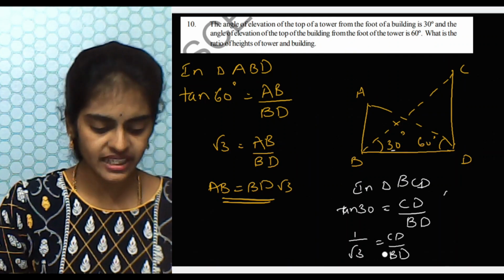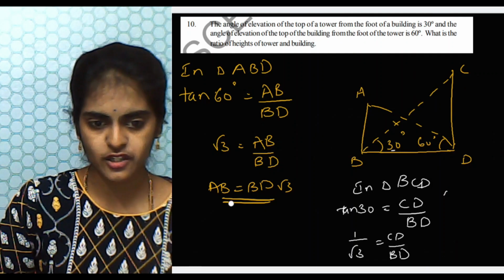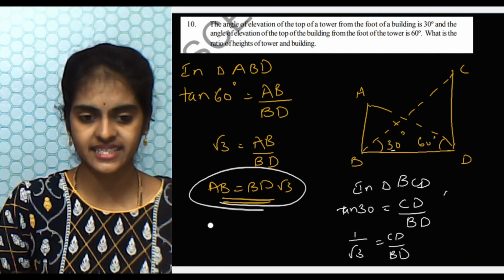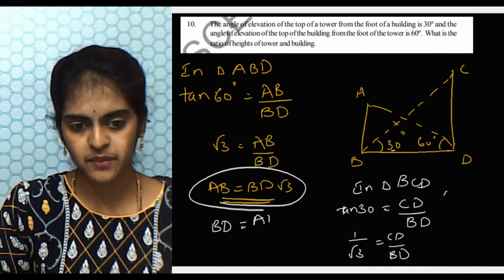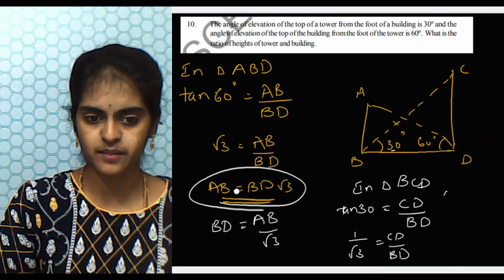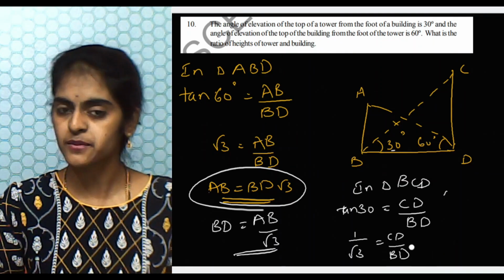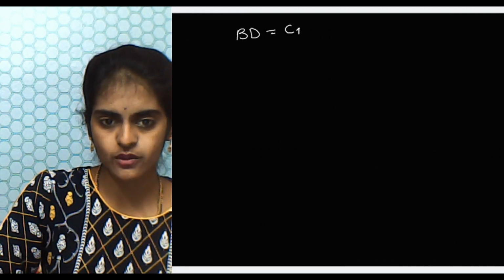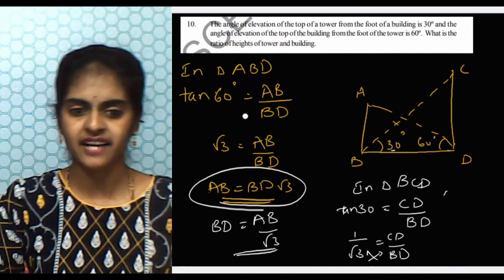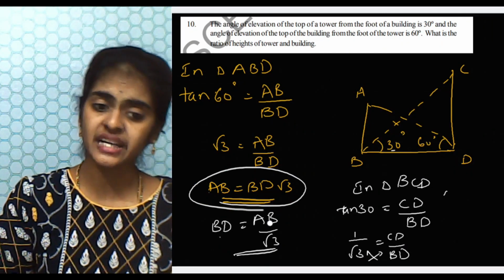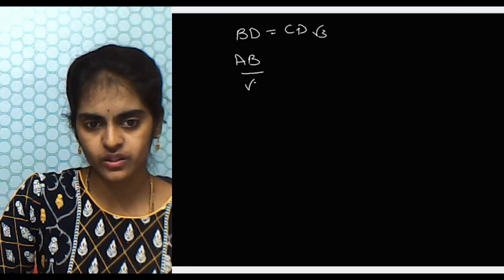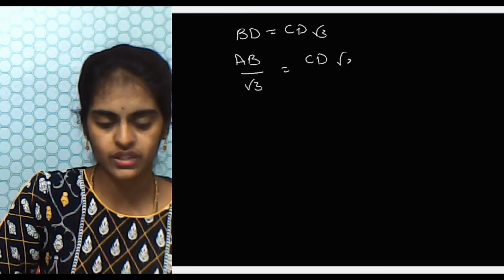Now in this case, let us substitute here. Let us find what BD is, because here you want BD, isn't it? So BD is nothing but AB divided by root 3. Let me substitute here. Firstly, let us cross multiply this. So BD is equal to CD root 3 you have. And from the first triangle you got the value of BD. BD is AB by root 3. So this is AB by root 3 is equal to CD root 3.